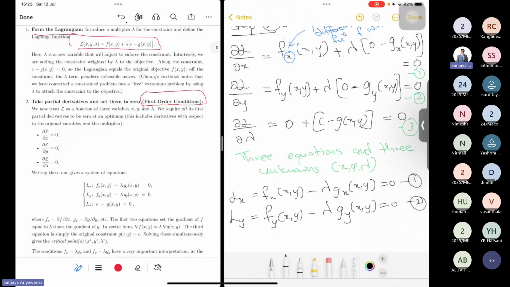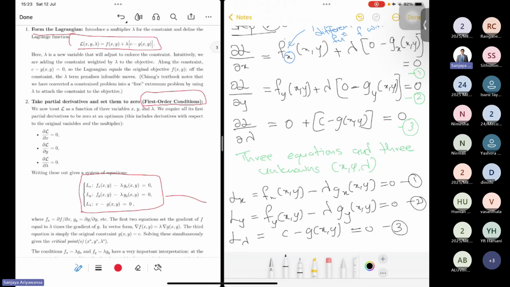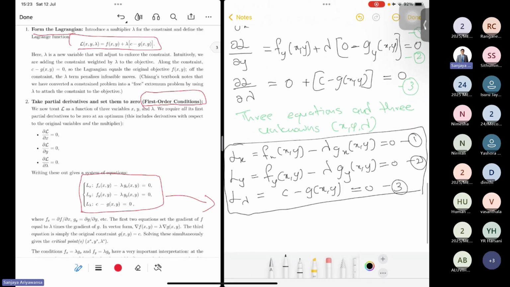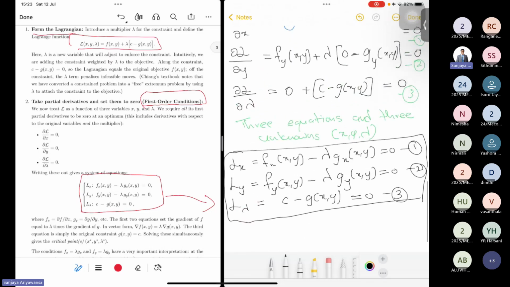And finally, I have the Lagrangian partially differentiated with respect to lambda. There I get the constraint directly and I equate it to 0. That's my third equation. And that's what I have got over here. So the first order conditions give me these 3 equations. That's step number 2. All right.